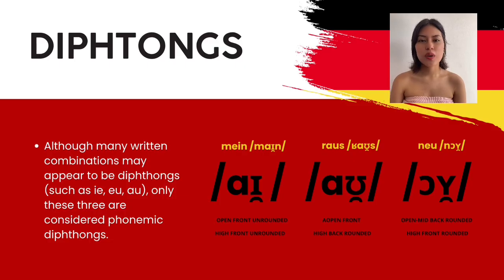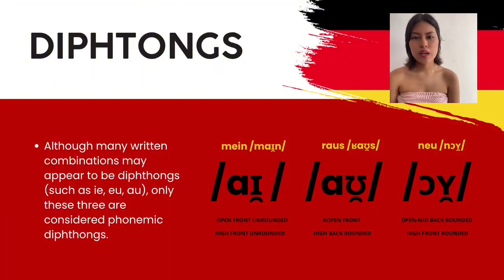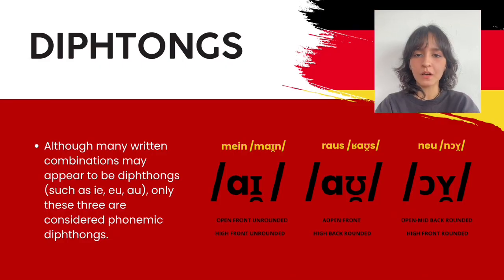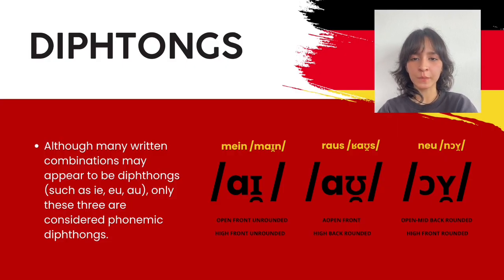German includes 3 primary diphthongs that are essential to the language's phonological system. A diphthong is a complex vowel sound that begins with one vowel and glides into another within the same syllable. In German, these diphthongs are phonemic, meaning they can distinguish between words and are not just allophonic variations. All 3 diphthongs occur in stressed syllables and form an essential part of the native phoneme inventory.